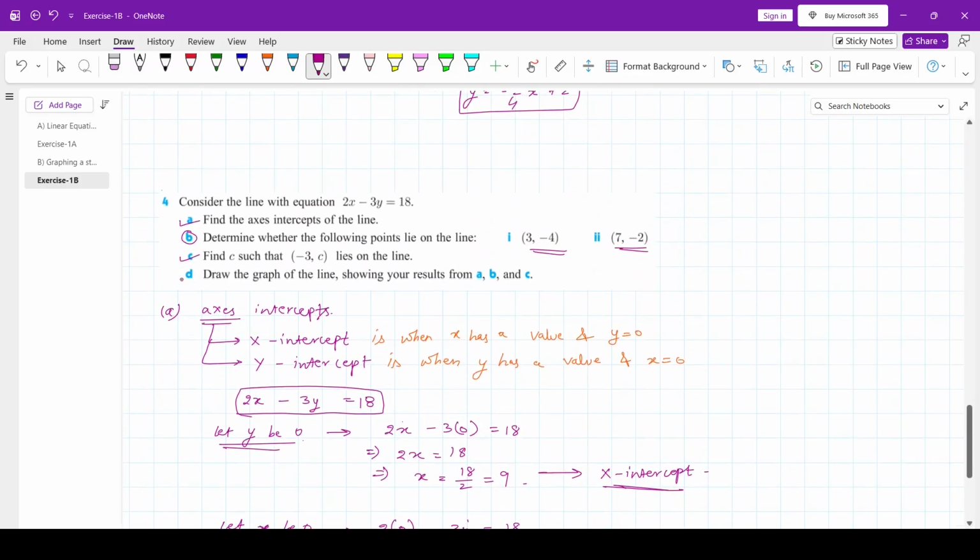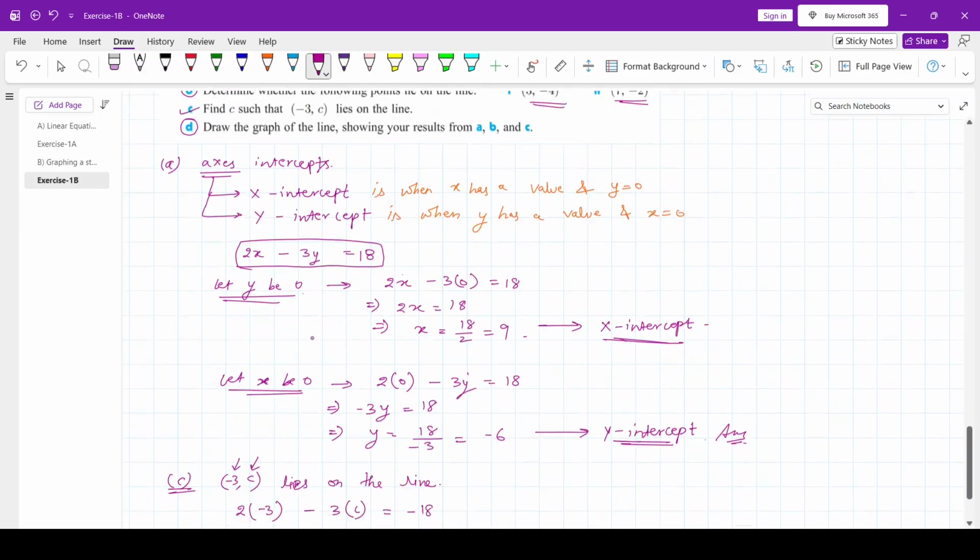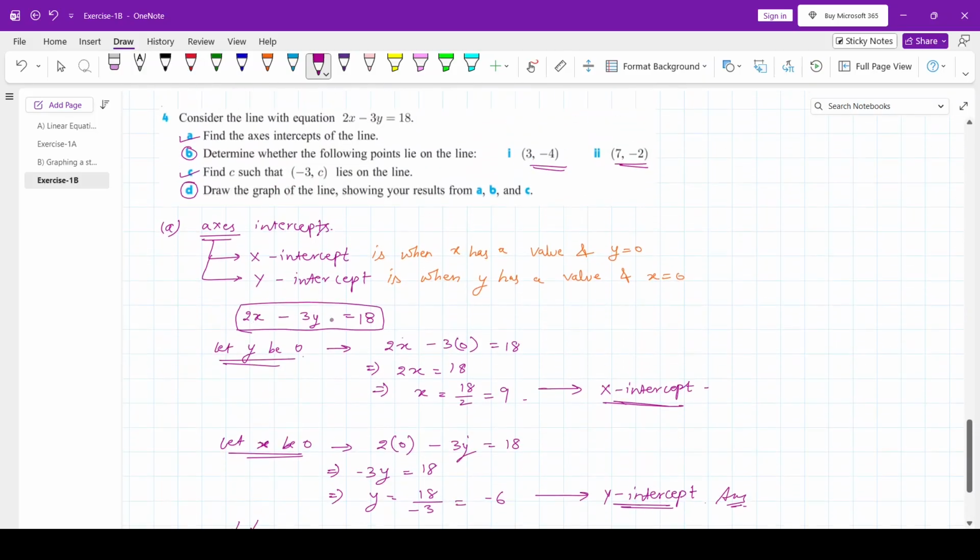We have solved this. Now part D says draw the graph of the line showing the results from A, B, and C. So this you can do on your own. We have done questions like this. For this equation, we have to plot the line and then find the x and y intercepts. These x and y intercepts will help you draw a straight line on the chart. Then you can plot these 2 points as well. If these points lie on the line, they will be on the line in the chart. Otherwise they won't. They will be somewhere else. You can also plot this point on that line.